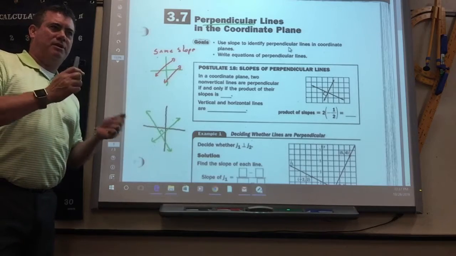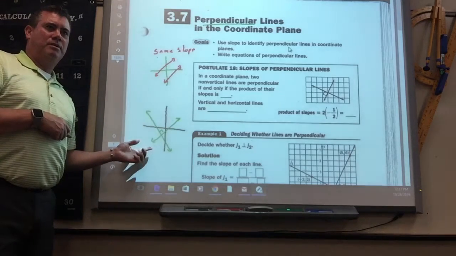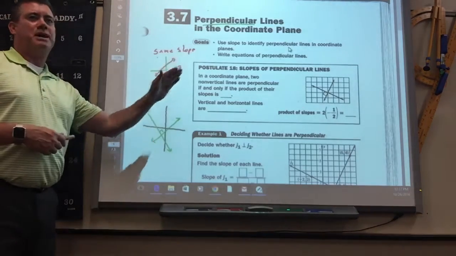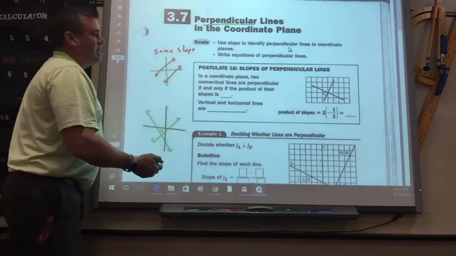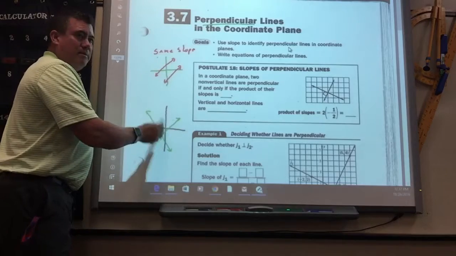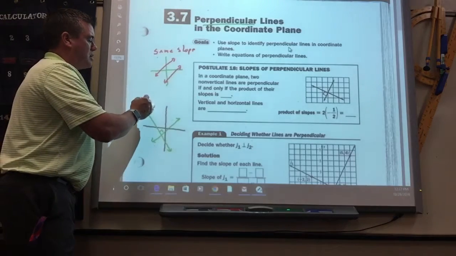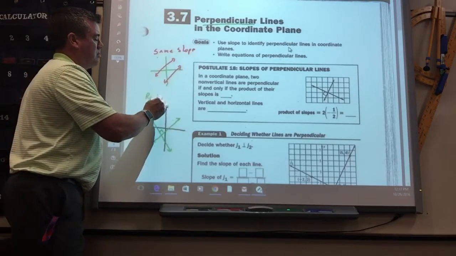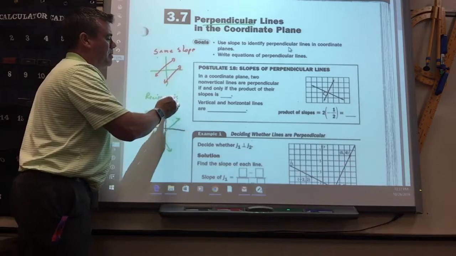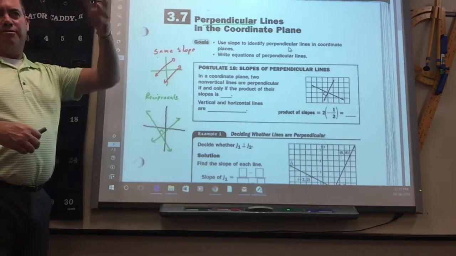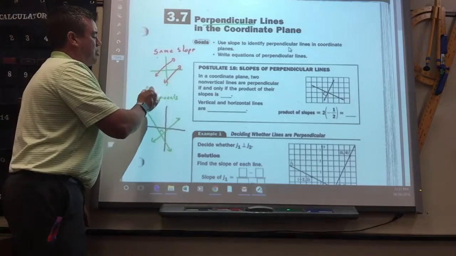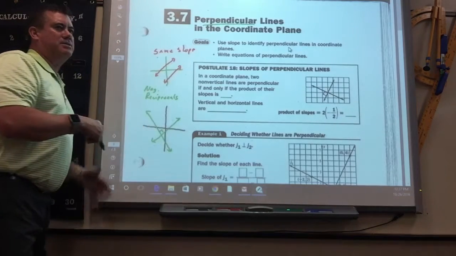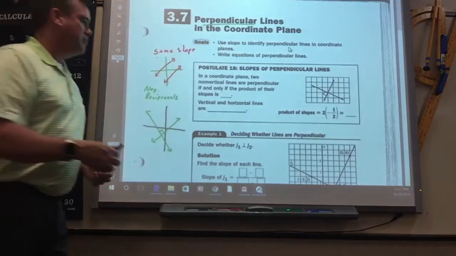What's going to be different in each slope? One's going up, so it's positive. One's going down, so it's negative. Okay? So the other thing is perpendicular line slopes are reciprocals. Remember what a reciprocal is? Flip it. So the actual definition is that they're negative reciprocals, because negative just means change the signs.